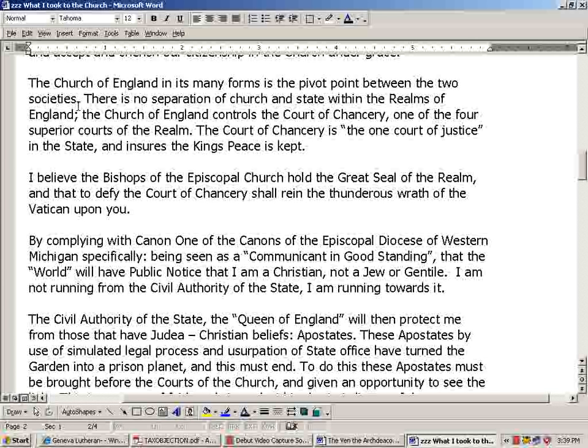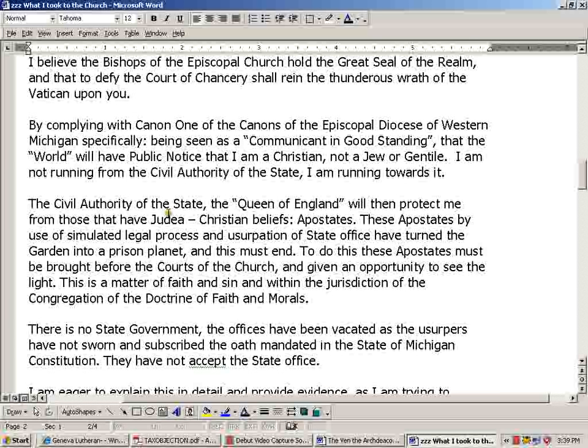Well, now we found out the Court of Exchequer is in the Lutheran Church. And that should be where the King's Bench is. I believe the bishops of the Episcopal Church hold the great seal of the realm, and that to defy the Court of Chancery shall rain the thunderous wrath of the Vatican upon you. I love that line.